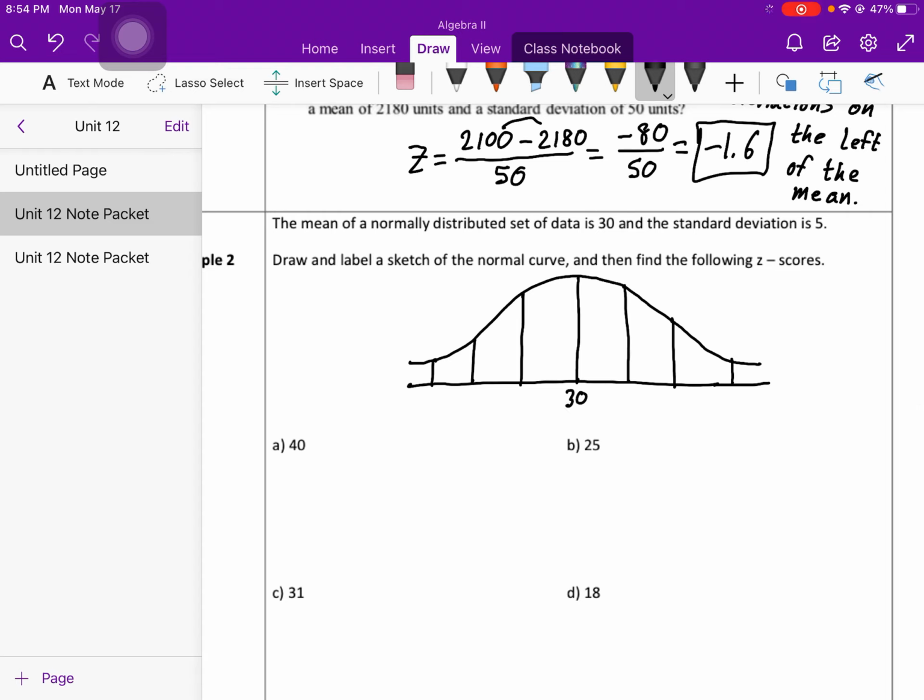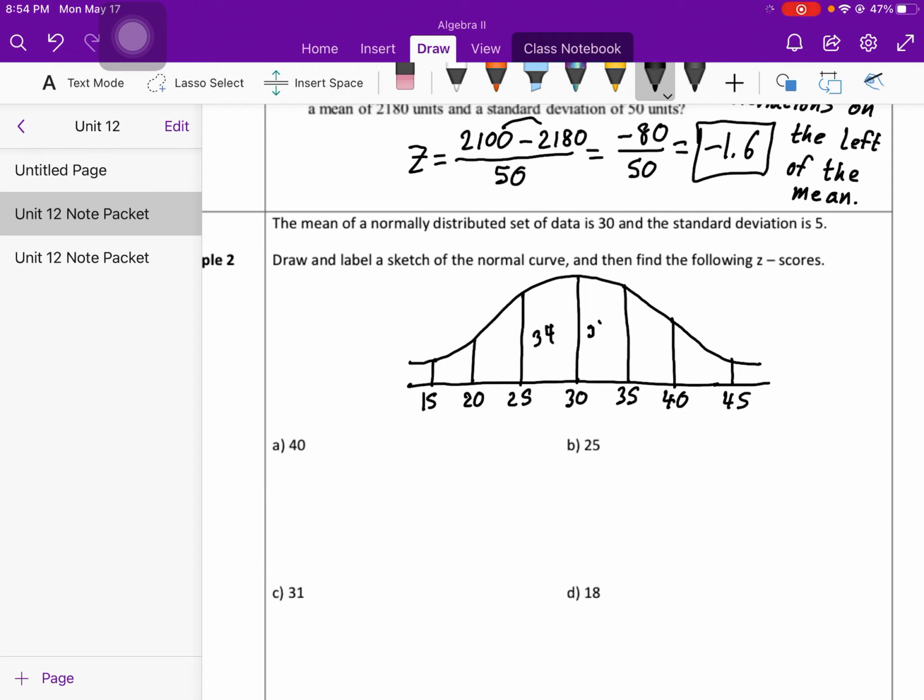Okay. So the mean is 30, and then the standard deviation is 5, so it's going to be 35, 40, 45, 25, 20, and 15.